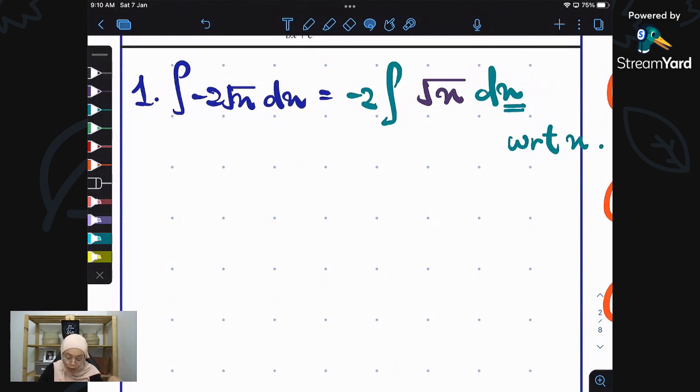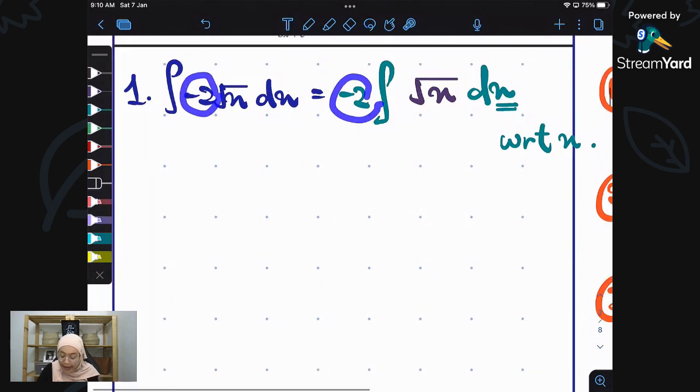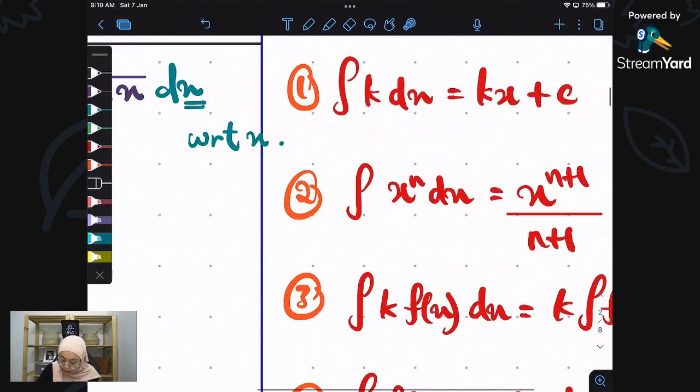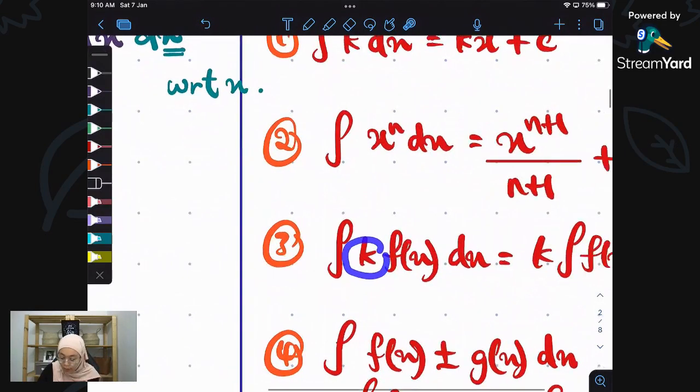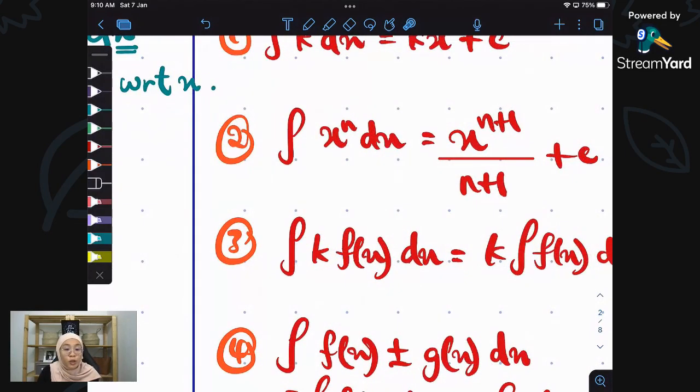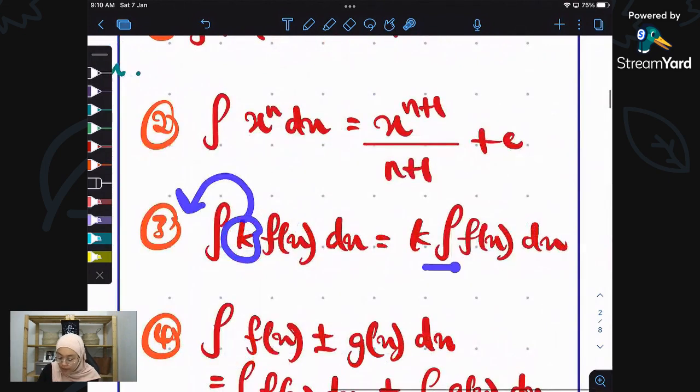Okay, and now if you see here, what I did here is I bring out the -2. And I am using the basic rule number 3. Okay, the basic rule number 3 shows us that K, a constant, can be brought out of the integral. So I have applied the number 3 basic rule.